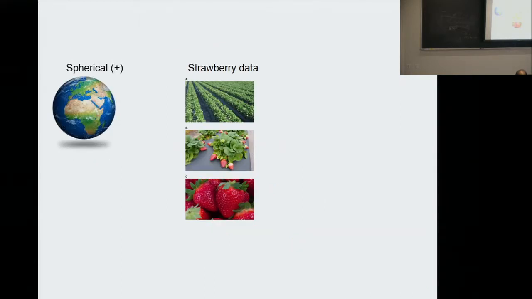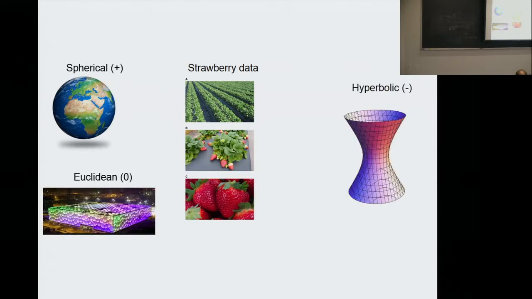So starting with the strawberry data, there are three different geometries that one could take with constant curvature: a spherical geometry with positive curvature, Euclidean geometry with zero curvature, and the hyperbolic surface with negative curvature. And the hyperbolic one is, of course, intriguing because it provides a continuous approximation to tree-like structures.